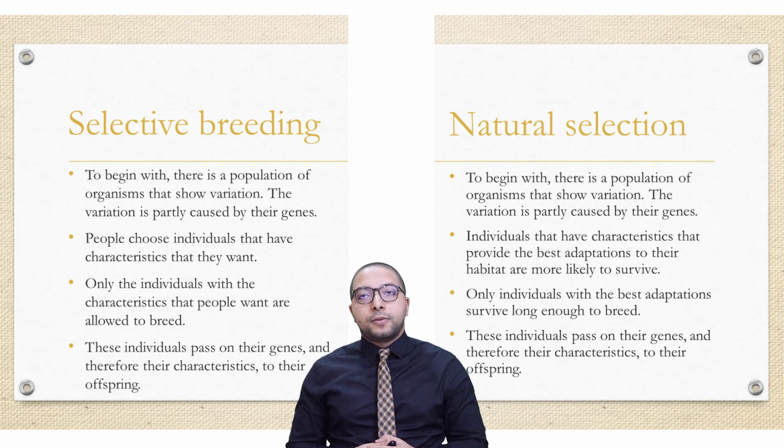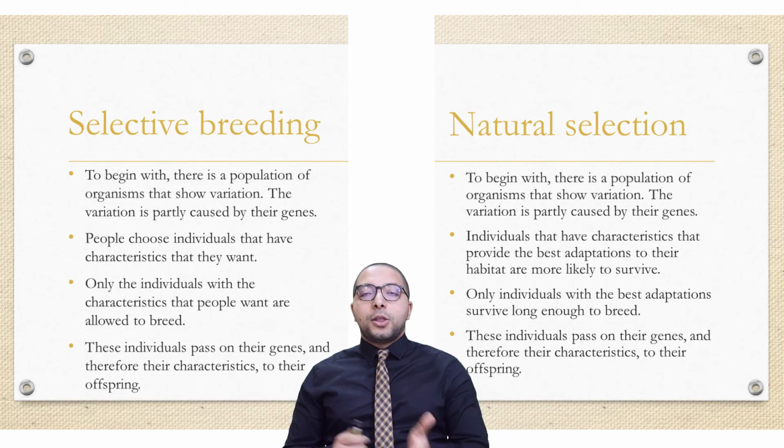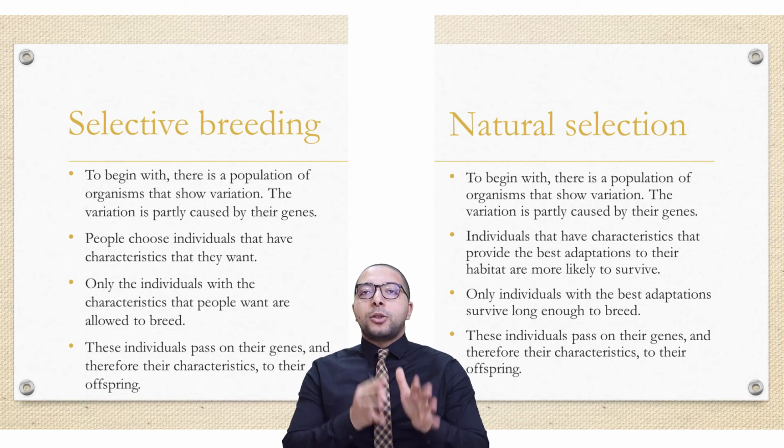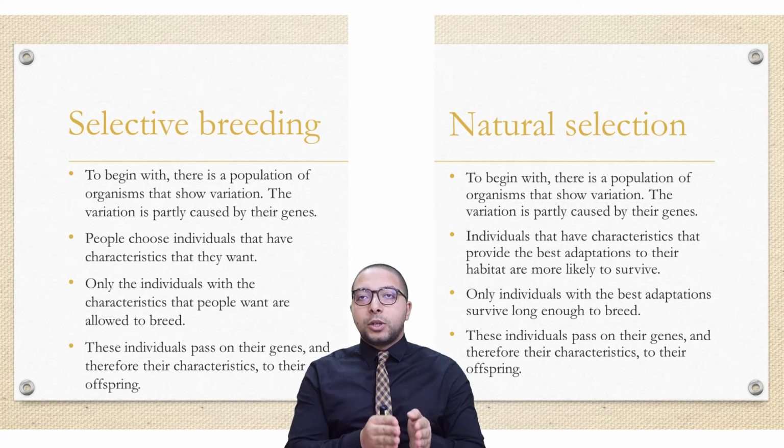So in the selective breeding, as humans have decided, only the individuals with characteristics that people wanted are going to breed, while on the other hand, for the natural selection, only individuals with the best adaptation survive. So selective breeding is mainly about the humans. They are deciding which characteristic will be passed through which parent and which offspring.